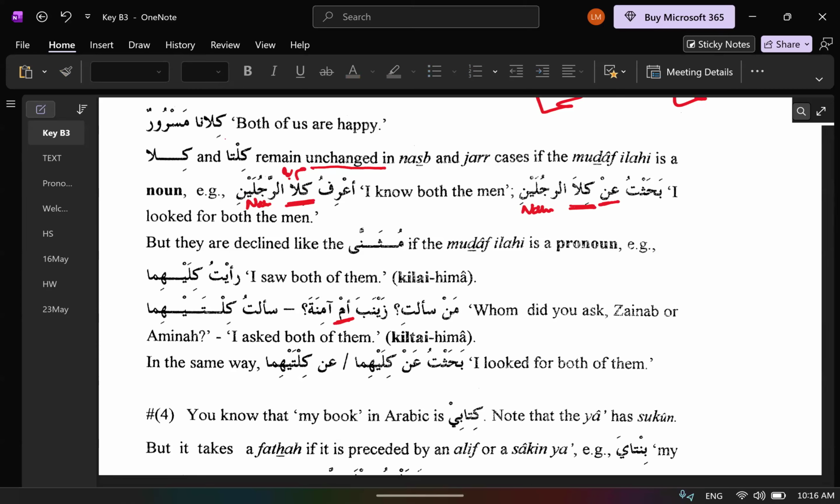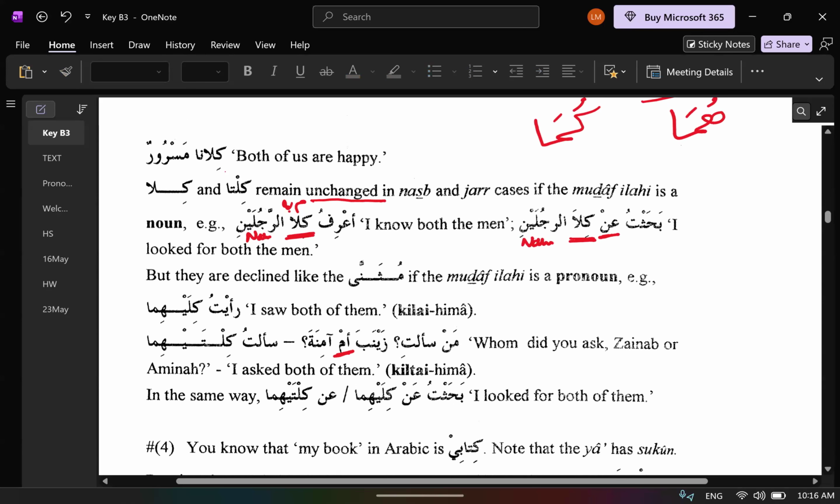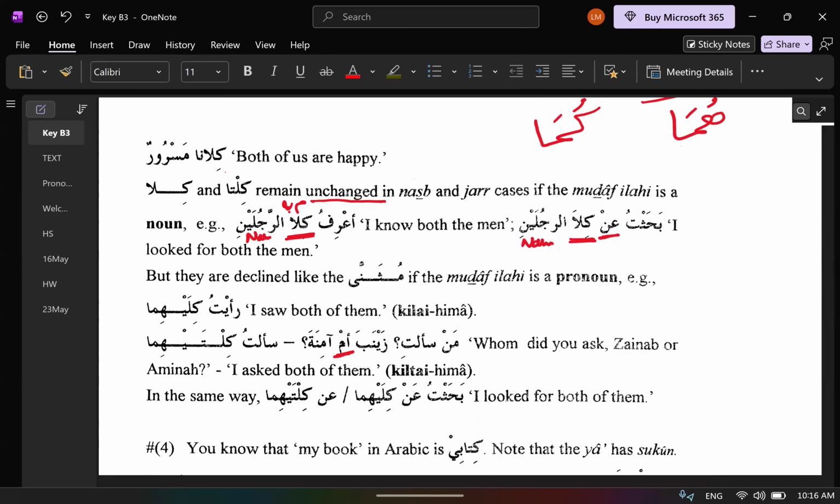Okay, so in the same way, bahastu an kilayhima, or an kiltayhima. So what is the conclusion? Conclusion is that if the mudaf ilayhi is a noun, then kila does not change to kilay or kiltay. If the mudaf ilayhi is a pronoun, then if it is marfu, it will be kila. If it is mansub or majroor, it will be kilayhima or kilayhi.